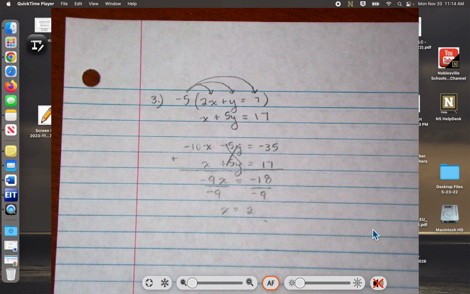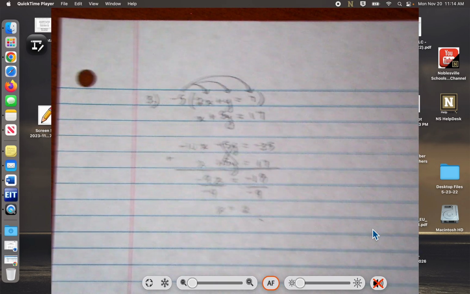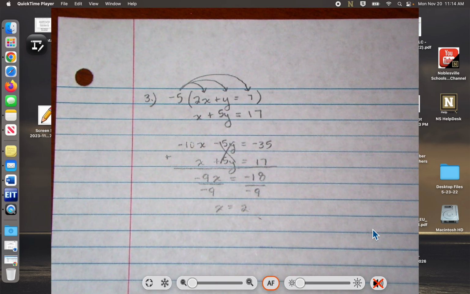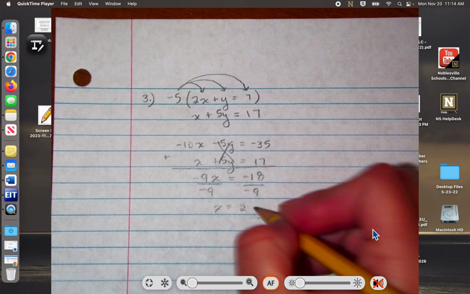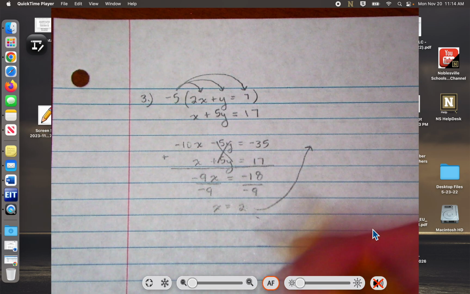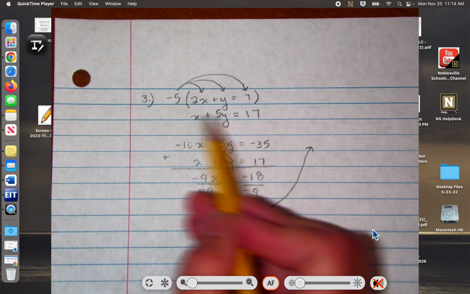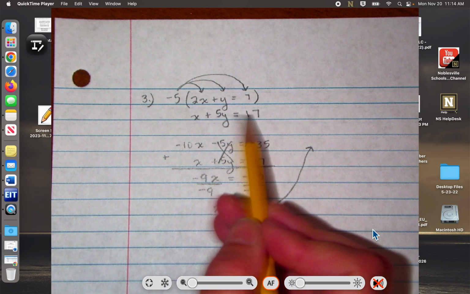Unless you did something different, like did you solve for y's? And then I'm going to take that 2. I'm going to use this second equation because it just looks easier.